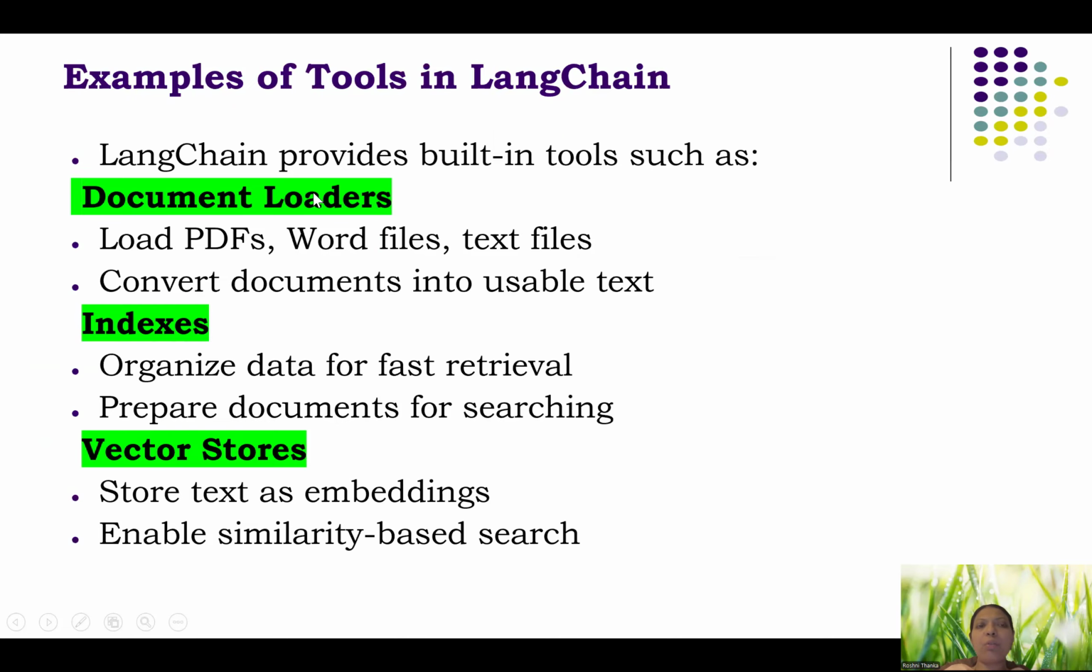The first important tool is the document loader. This tool helps us load a PDF, Word file, or text file, so that it can convert the document into usable text. Another one is indexes. We know the general purpose of an index: it helps us retrieve the data in a faster manner, and also helps us search the data. The next one is vector search. It's another tool that helps us store embeddings, the numerical representation of the given input, and also helps us find similar data.